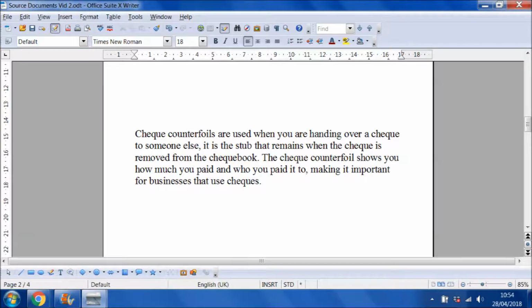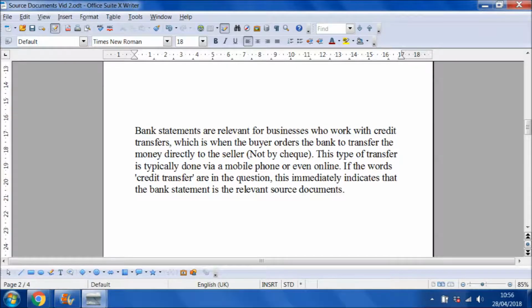Bank statements are relevant for businesses who work with credit transfers, which is when a buyer typically orders the bank to transfer the money directly to the seller, not by check. And this can be done, for example, via mobile phone or even online. If the words credit transfer are in the question, this immediately indicates that the bank statement is the relevant source document.